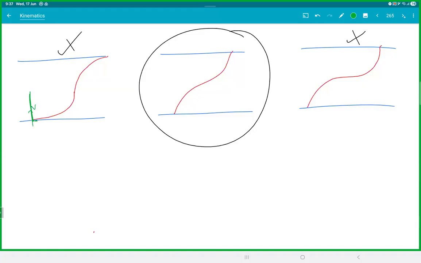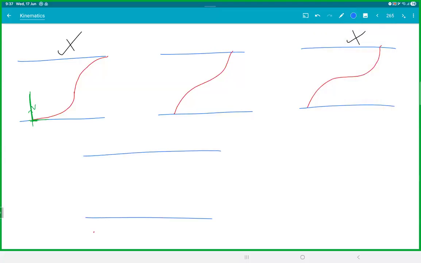But look at the path here. It is going horizontally. That's why it is wrong. You get the logic there. At this point, if you see, even this would be wrong. I should have drawn it like this. When you're leaving from the river, you should leave perpendicularly.